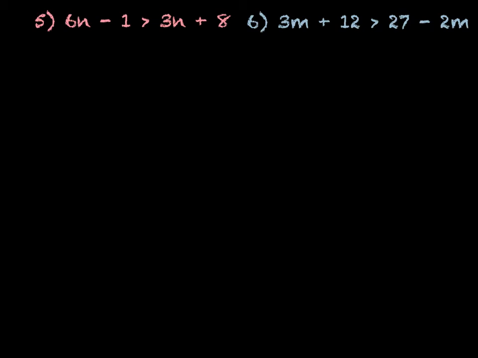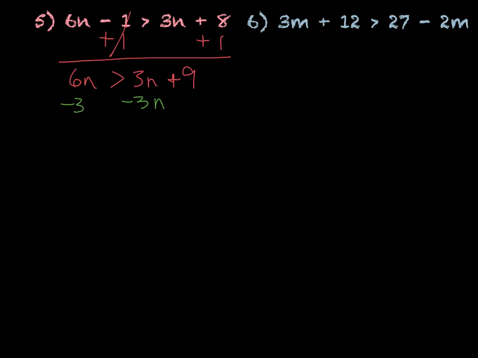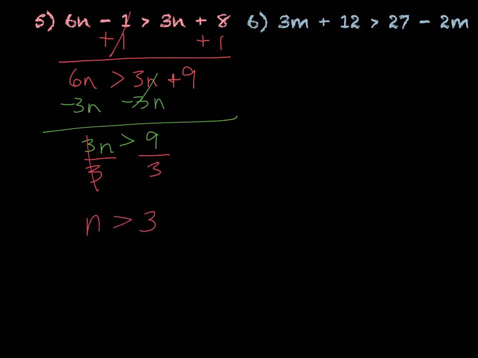So this first one, we have, I'm going to put the 1 on the other side. So I'm going to add 1 to the other side, giving me 6n is greater than 3n, 8 plus 1 is plus 9. Next step is to get the n's together, so I'm going to subtract the 3n so that my n's are on the same side. 6n minus 3n is 3n, greater than 9. Then to solve, I'm going to divide by 3, divide by 3. So n is greater than 9 divided by 3, which is 3. Final answer.